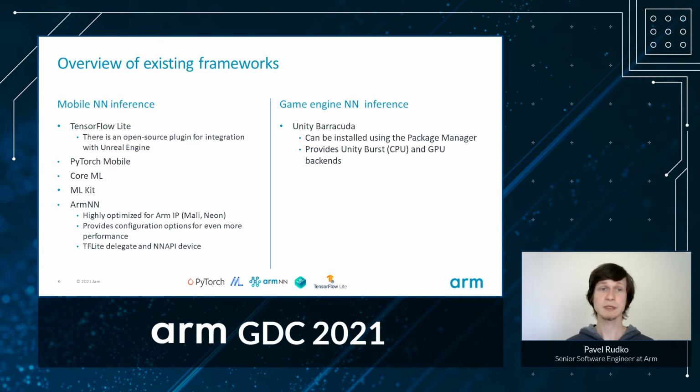The most popular ones are TensorFlow Lite and PyTorch Mobile. They provide inference both on Android and iOS. And on Android, we also have ARMNN. ARMNN is a highly optimized neural inference engine which delivers best performance on ARM GPUs and CPUs. It can be used by the application developers directly or can be enabled as a TF-Lite delegate.